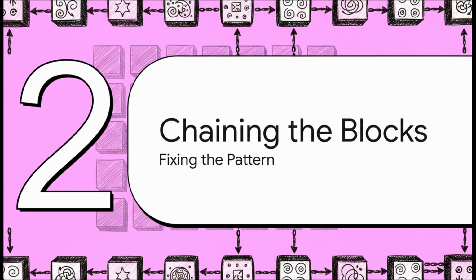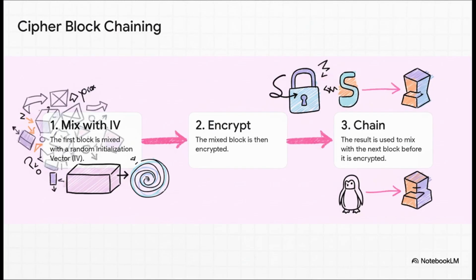Okay, so how do you fix a flaw like that? If letting each block do its own thing is the problem, what's to fix? Well, you've got to make them talk to each other. You have to chain them together. And that's done with a method called cipher block chaining, or CBC.